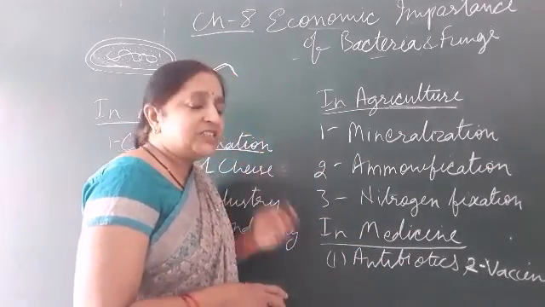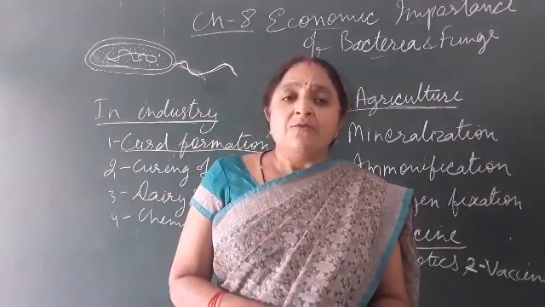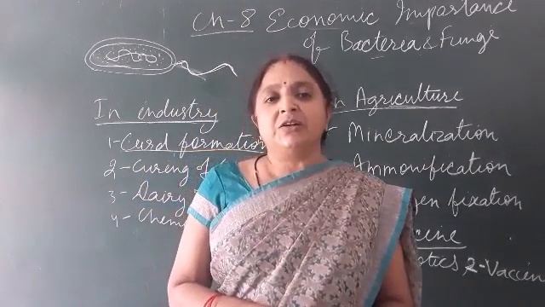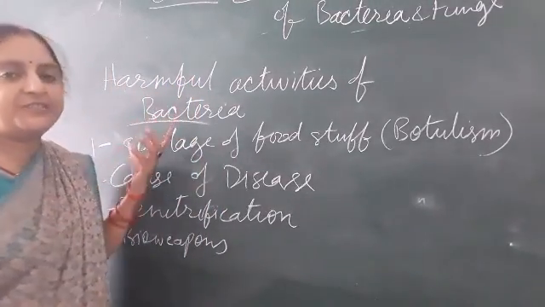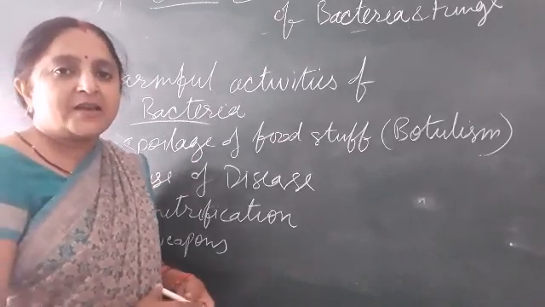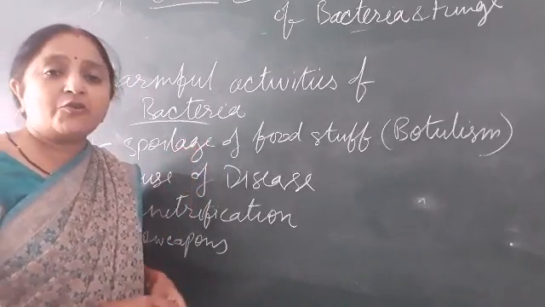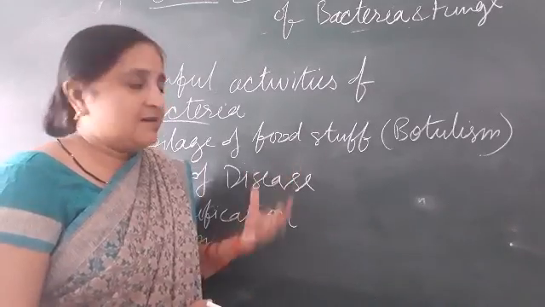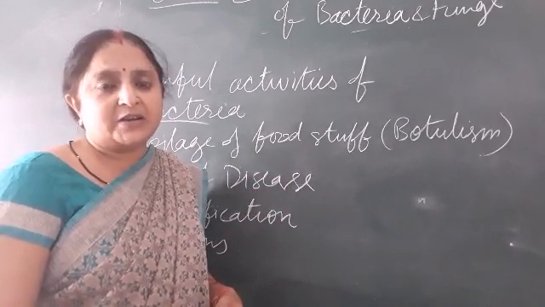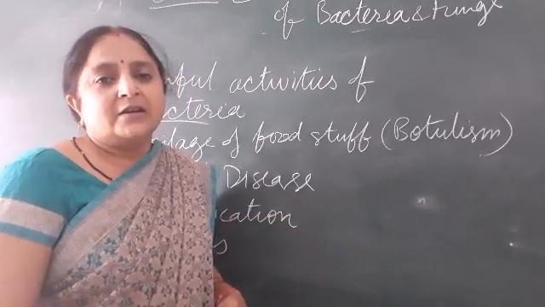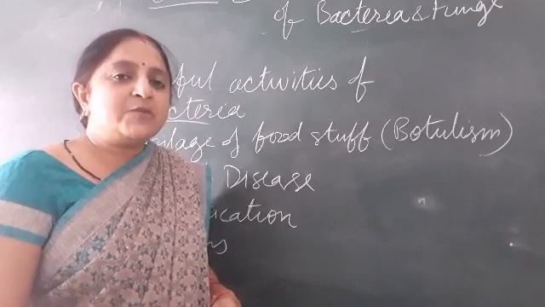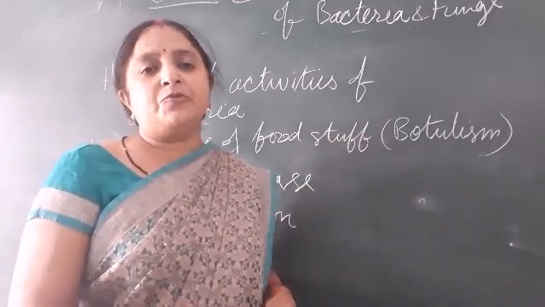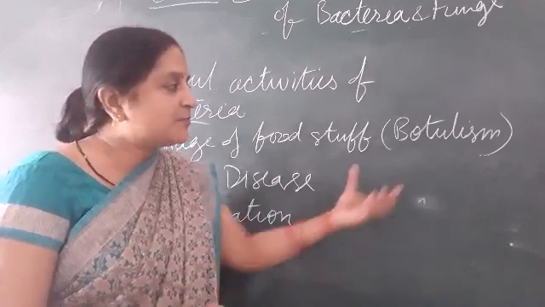In spite of this usefulness, bacteria are also harmful for us, causing several diseases in plants, animals and human beings. Denitrification is also one of the harmful activities of bacteria. First is the spoilage of foodstuff. Several bacteria cause spoilage of food, cooked food, vegetables and fruits, especially in summer, by the process of fermentation. Botulism is the spoilage of foodstuff through Clostridium botulinum bacteria. Clostridium botulinum is the name of the poisoning bacteria, so that process is called botulism.